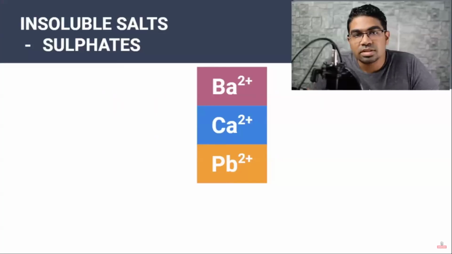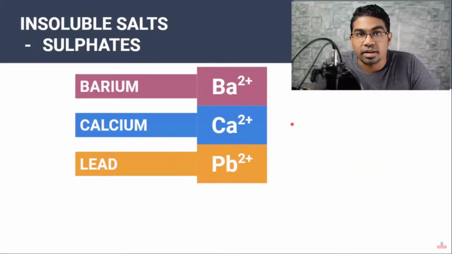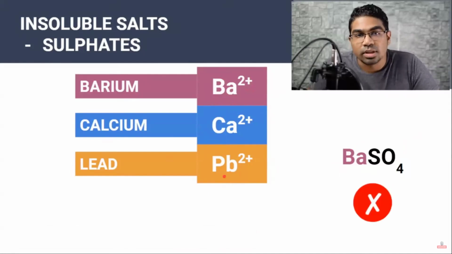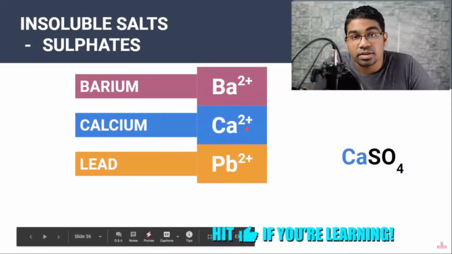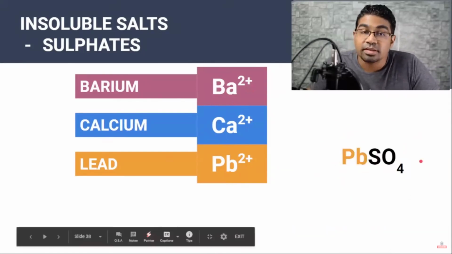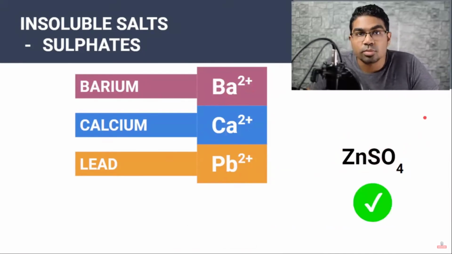The insoluble sulfates are BaCaP: barium, calcium, and lead sulfate. It's for sulfate. If we had barium sulfate, barium is part of BaCaP and therefore it is insoluble. Calcium sulfate, calcium is also part of BaCaP and therefore it is insoluble. Lead sulfate, same thing, insoluble. But zinc sulfate, zinc is not part of BaCaP and therefore zinc will be soluble.